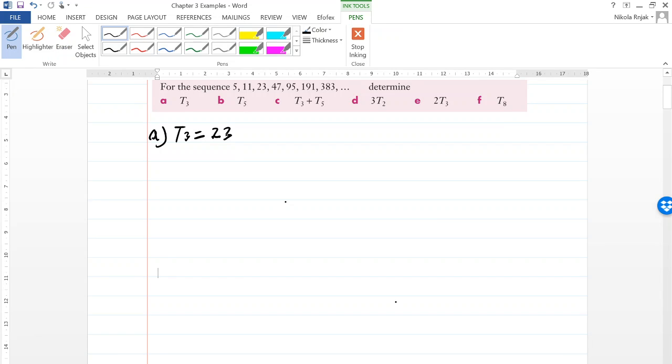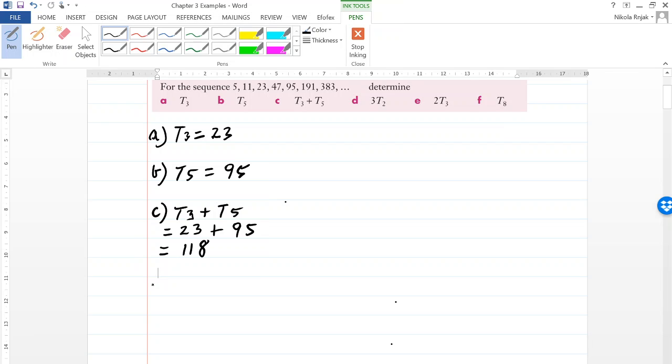All right, let's look at the second one. Question B. It says, what's T5? Determine T5. So the fifth term in the sequence, 1, 2, 3, 4, 5, is 95. So T5 equals 95. Question C. It says determine T3 plus T5. So we need to add T3 and T5 together. Term 3, we already figured it out, it's 23, plus term 5 is 95. If we add those two terms together, we get 118.